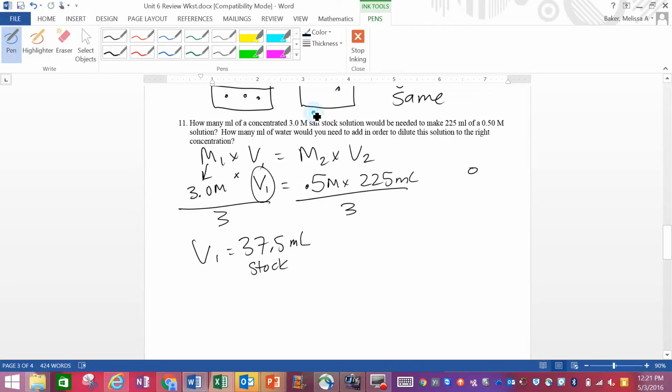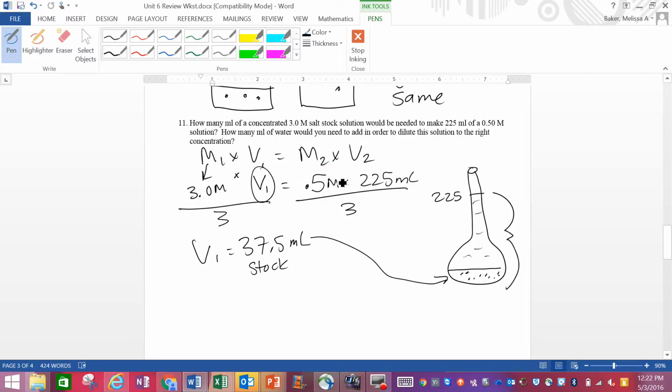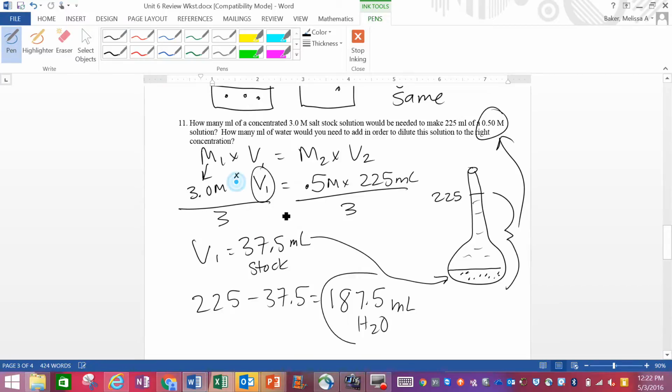So I've got a 225 milliliter volumetric flask, and I'm going to put the really concentrated stuff in the bottom, exactly 37.5 milliliters of it. Then I'm going to fill to the line with water, and when I shake it up, now it's diluted to that 0.5 molar concentration. So how much water did I add? Well, 225 minus 37.5. I wouldn't have to measure this out because I could just fill to the line, but for the record, I'd be adding about 187.5 milliliters of H2O.